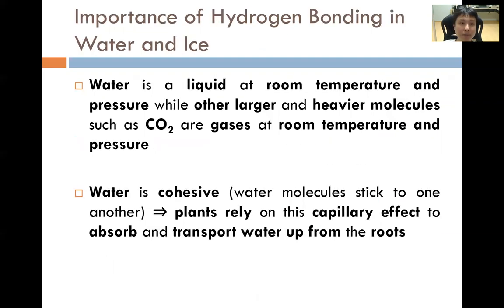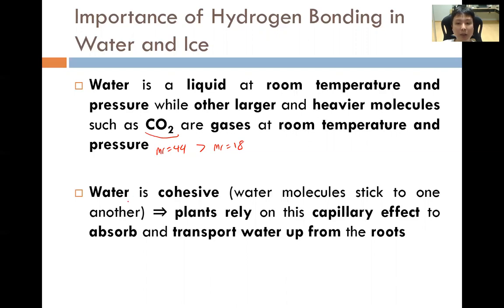Okay, so the importance of hydrogen bonding in water and ice. Water is a liquid at room temperature and pressure, while other larger and heavier molecules such as CO2 are gases at room temperature and pressure. If you look at CO2, the MR is actually 44, which is much greater than the MR of 18 of water. Hence, the ID-ID interactions of CO2 are much stronger than those of water. However, because water has hydrogen bonding, water is a liquid at room temperature, while carbon dioxide is a gas at room temperature and pressure. And we already said that it's important that water is a liquid so that it can support all the purposes it's required to sustain life.